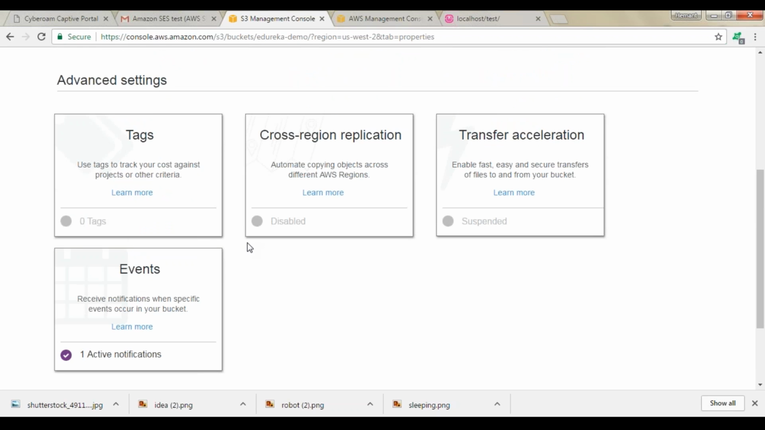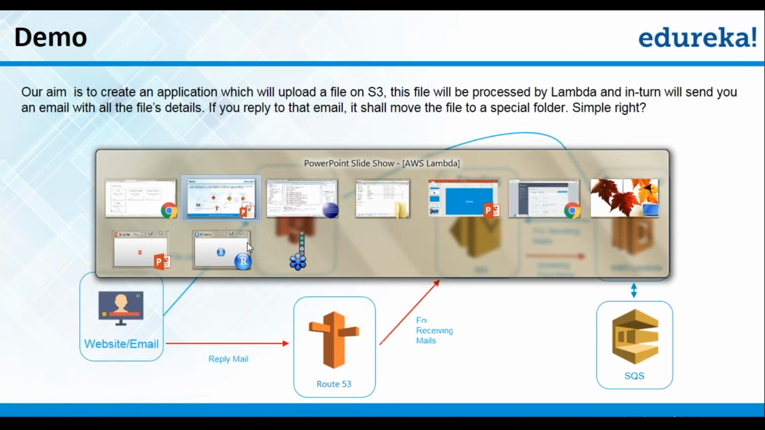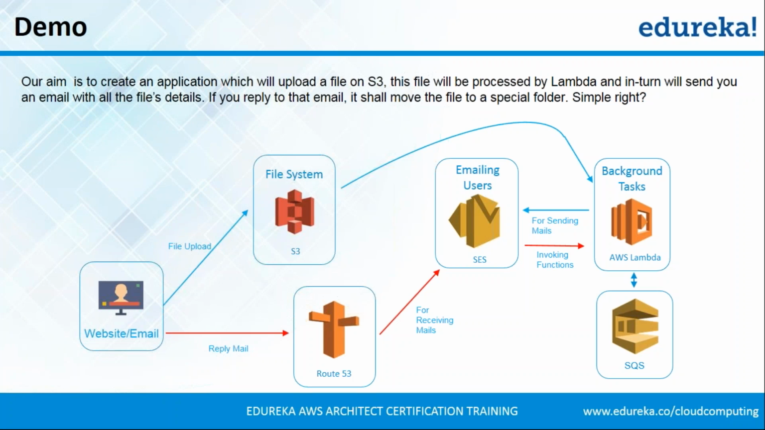So this is how you will configure your S3 bucket. Now let's go back to our slide to see what other things we have to do. So we have configured our S3 to invoke our Lambda function once a file is uploaded to S3. Now our Lambda has already been configured to interact with SES through the code, so through the code it will be calling the SES service and will be giving in a mail.